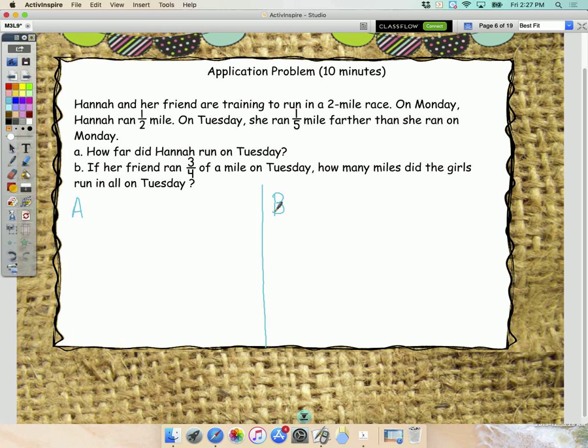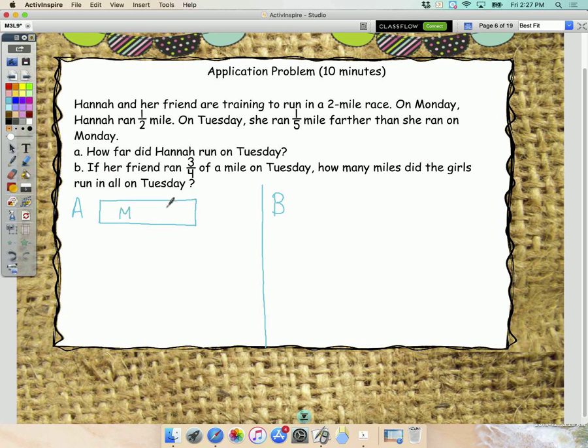So let me read the problem. Hannah and her friend are training to run a 2-mile race. On Monday, Hannah ran 1/2 mile. On Tuesday, she ran 1/5 mile farther than she ran on Monday. Part A, how far did Hannah run on Tuesday? Part B, if her friend ran 3/4 of a mile on Tuesday, how many miles did the girls run in all on Tuesday? So let's just concentrate on part A. Notice I divided it into half so I could have a space for each one. So let's just look at it like this.